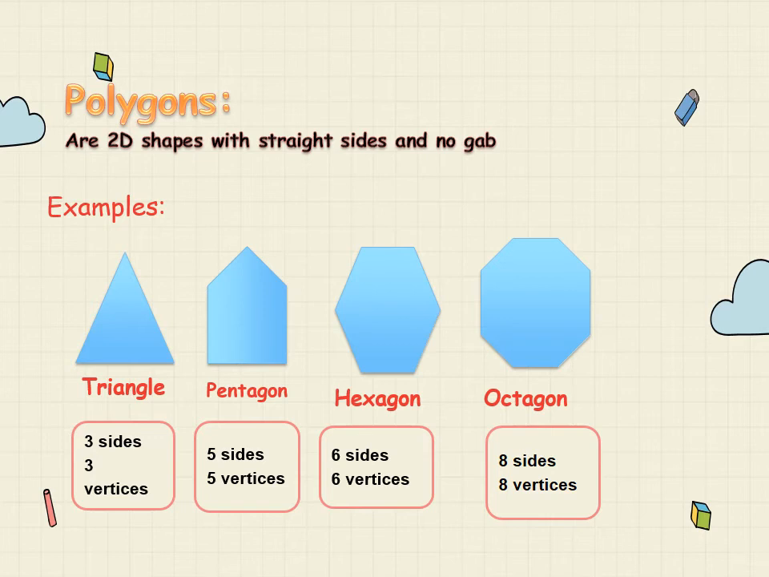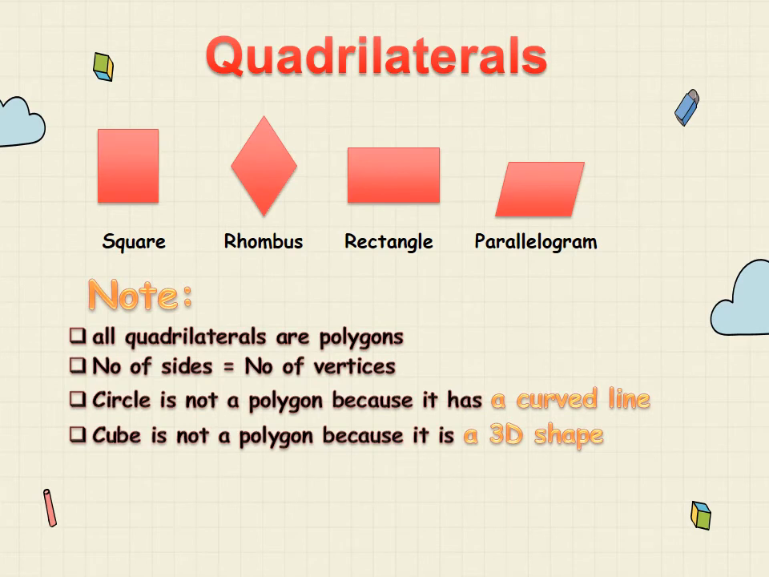So you have to count the sides to know what this shape is. Pentagon has 5 sides, hexagon has 6 sides, and octagon has 8 sides. All these are polygons. Okay, now let's go to another type of polygons, which is quadrilaterals.